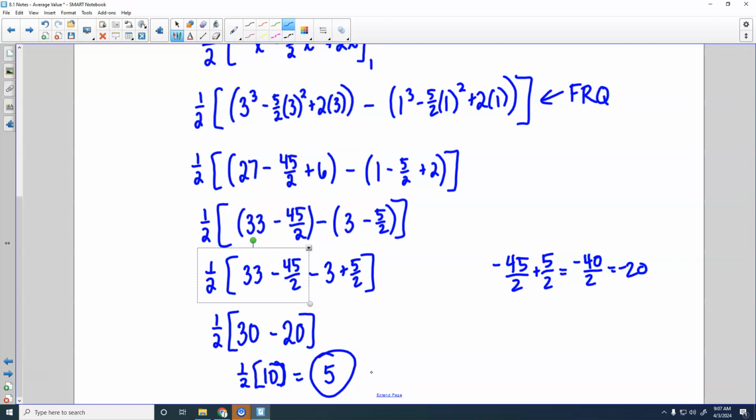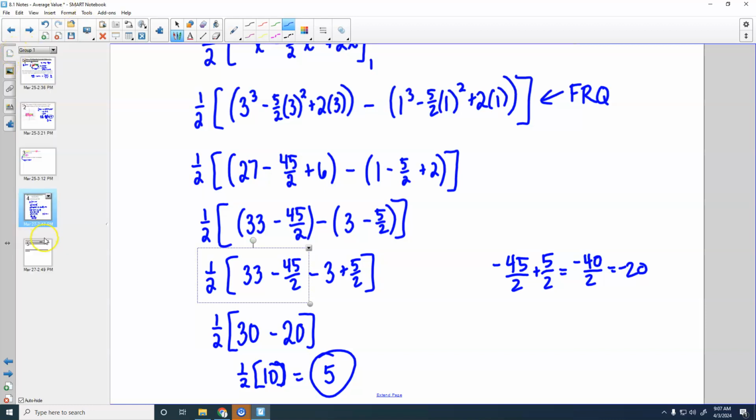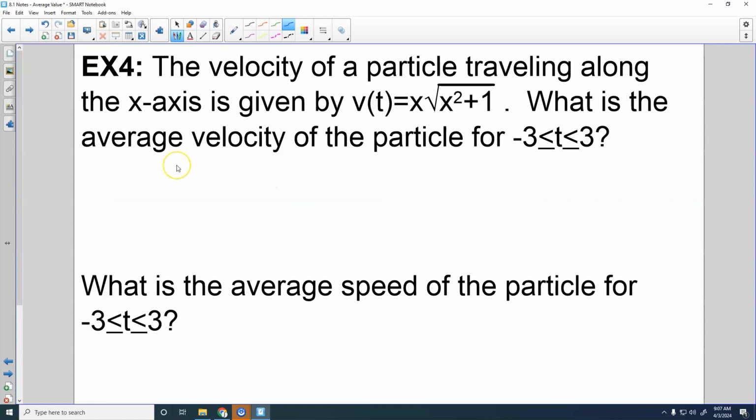The majority of that work right there is arithmetic. For that, if it is free response, you would stop here. You don't need to work that out. Everybody okay here? All right. I've got one more for us.